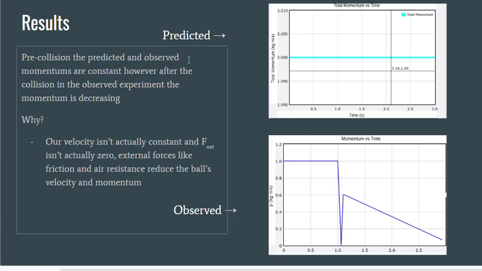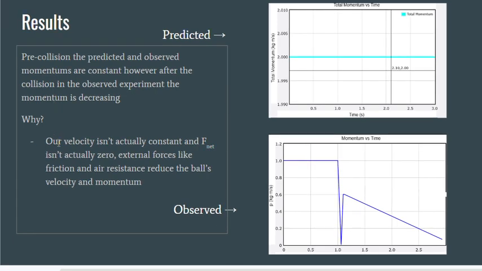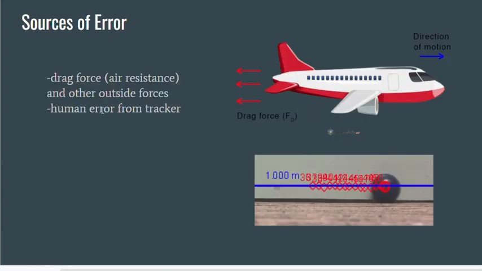Here's some more results. The top is the predicted, and the bottom is the observed. Pre-collision, the predicted and observed models are constant. However, in the observed experiment, the momentum is decreasing because our velocity isn't actually constant and F net isn't actually 0. External forces like friction and air resistance reduce the ball's velocity and momentum.